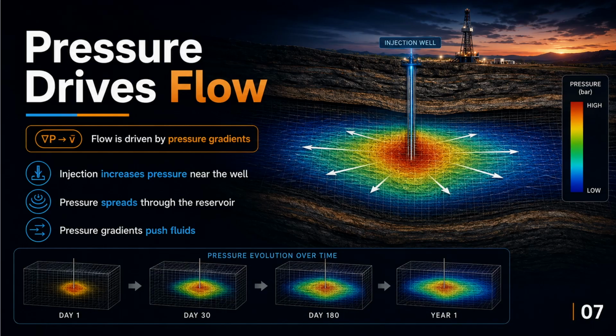Pressure is the driving force for fluid movement. Fluids move from high-pressure regions toward low-pressure regions. When we inject fluid into a reservoir, pressure increases near the injection well. This pressure disturbance then spreads outward through the reservoir. The pressure response can move faster than the actual fluid front. This is very important. Even before CO₂ or hydrogen reaches a distant area, pressure may already affect that region. Therefore, pressure prediction is critical for injection design, storage safety, well performance, and induced seismicity risk.